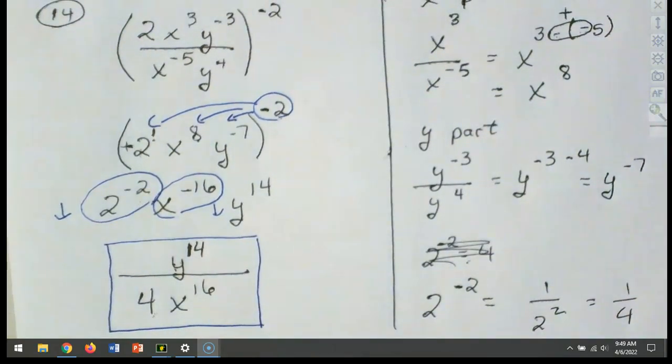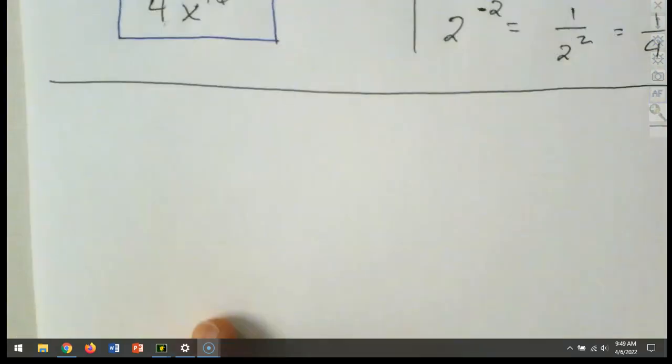Now we're going to discuss quickly scientific notation. Scientific notation is going to be used when you have extremely large or extremely small numbers.